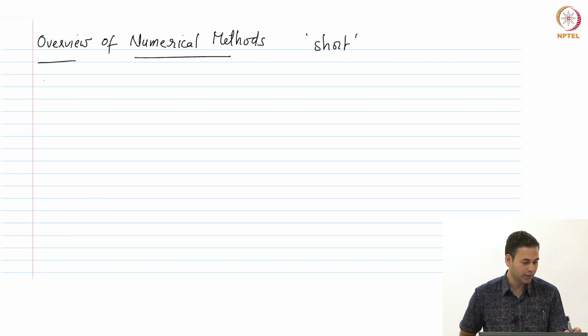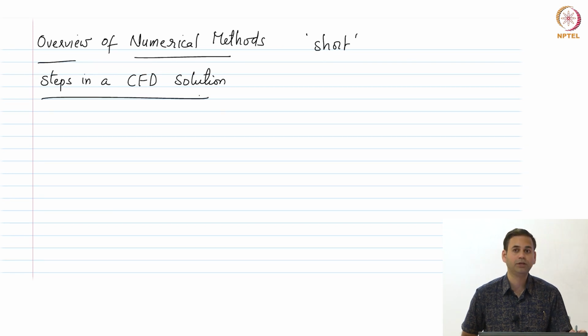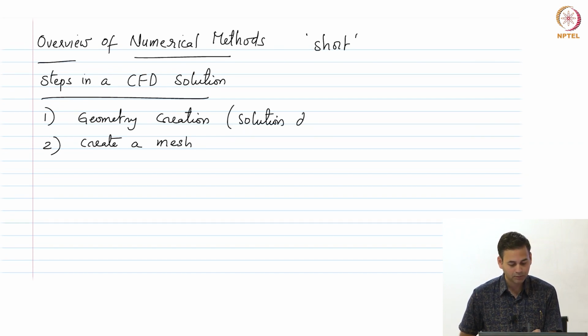Alright, so what are the steps in a CFD solution? What are the key steps in a CFD solution, okay, if we set out to do something in CFD. So, the first one is the creation of the geometry, okay. So, essentially this is geometry creation. The next one is to create a mesh for the geometry, okay. So, this geometry we also call it as the solution domain, okay. So, essentially create a mesh.